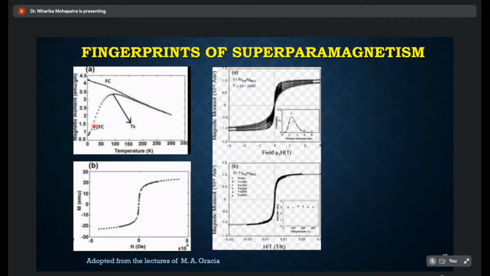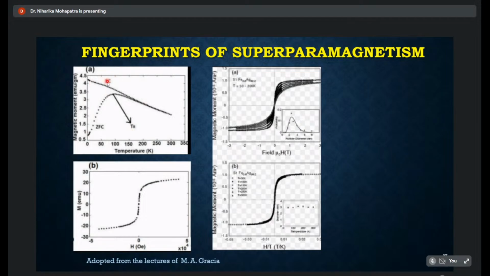What I mean by field cool and zero field cool conditions is that if, before doing my measurement, I cool the sample in presence of field and then start the measurement from the lowest temperature to the desired temperature, then the condition is known as field cool condition. And if I cool the sample without applying any field, reach the lowest temperature, then start measurement, that protocol is known as zero field cool condition.